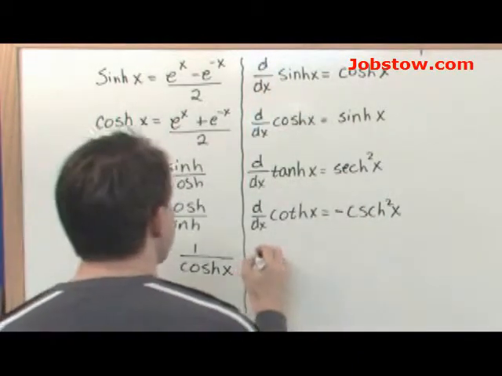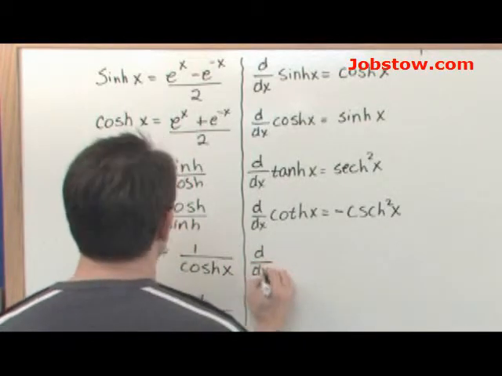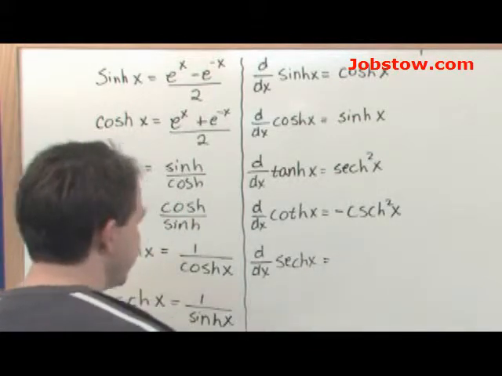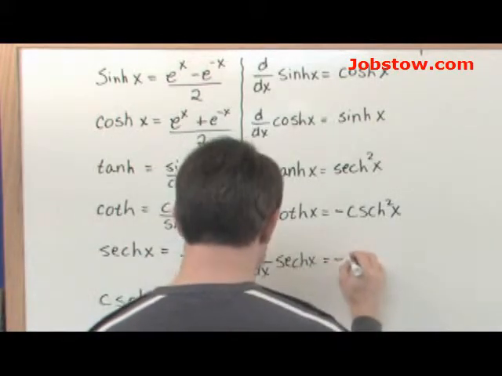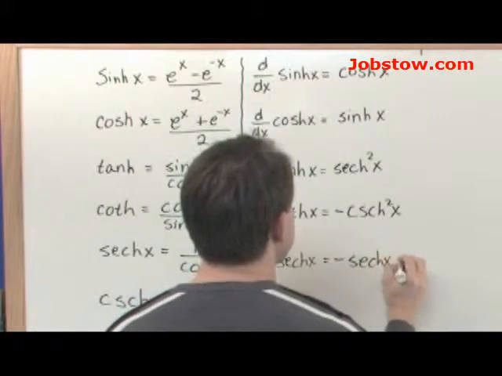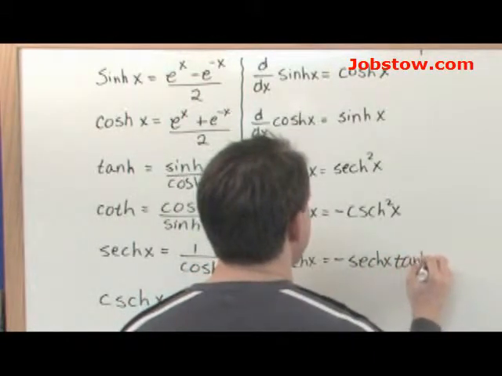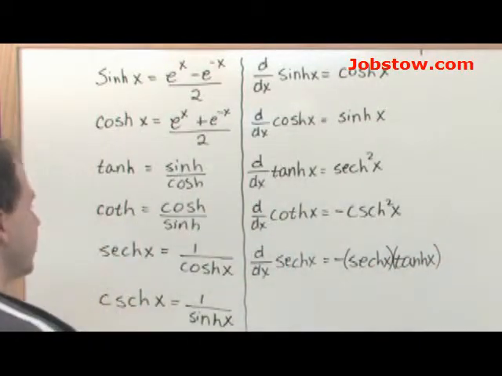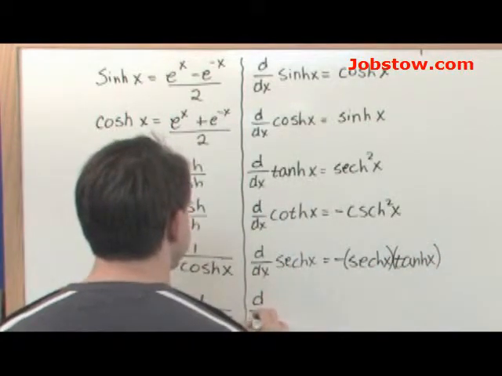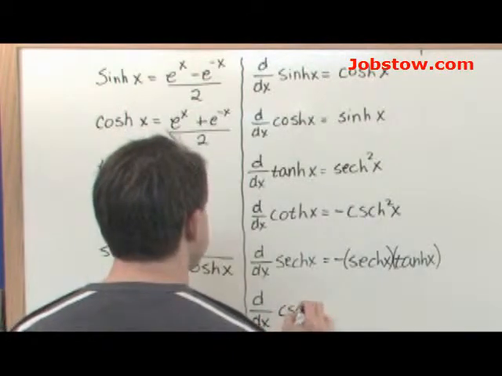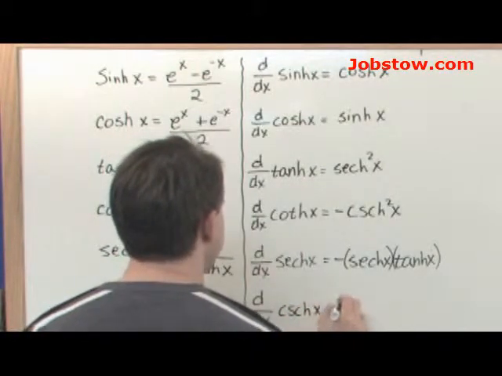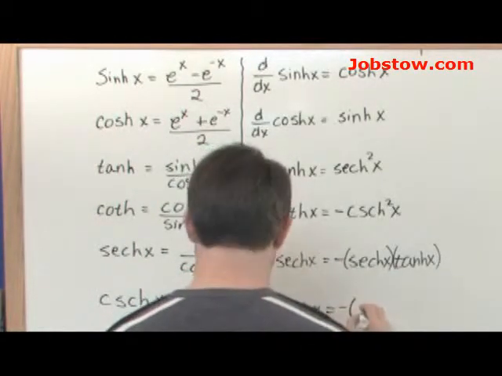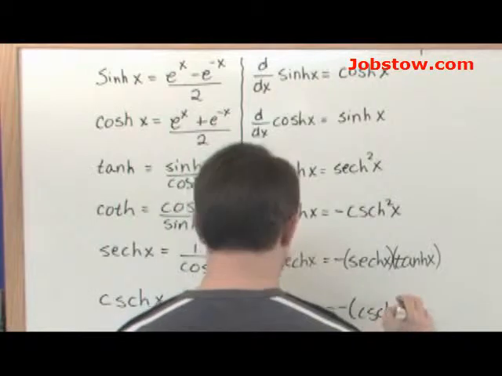Now the derivative of secant hyperbolic: it's secant times tangent in the regular trig functions. Here it's negative secant hyperbolic times tangent hyperbolic. Again, very, very similar. And the derivative of cosecant is equal to negative cosecant cotangent.